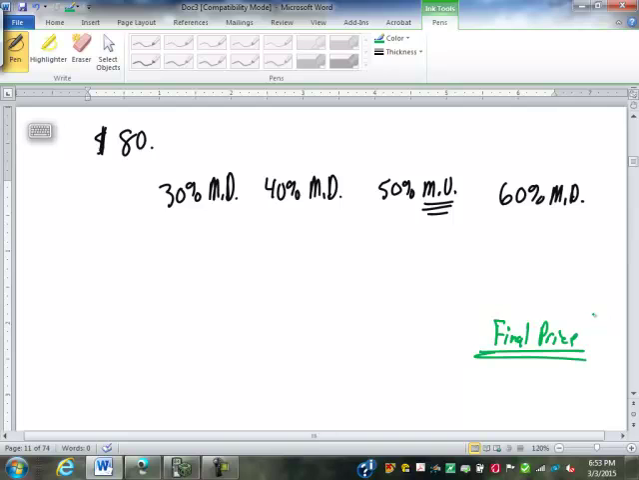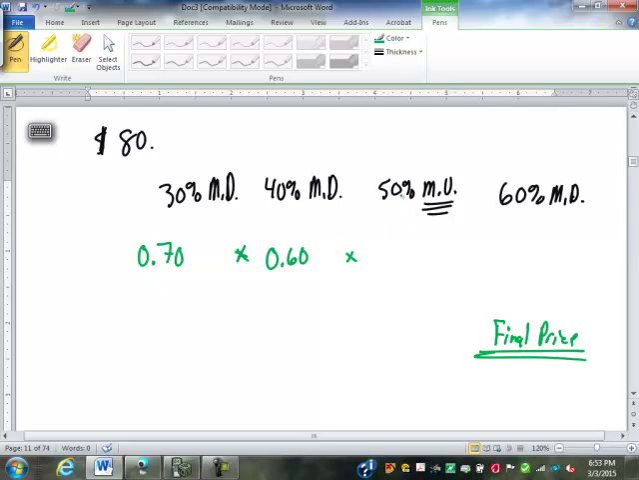This is where we're going to reach back a little bit to our trade discounts that we did last week. If we have a 30% discount or 30% markdown, what percent is paid? 70%. I'm going to write that as 0.7 or 0.70, however you want to do it. If there's a 40% discount or 40% markdown, what percent is paid? 60 or 0.6.